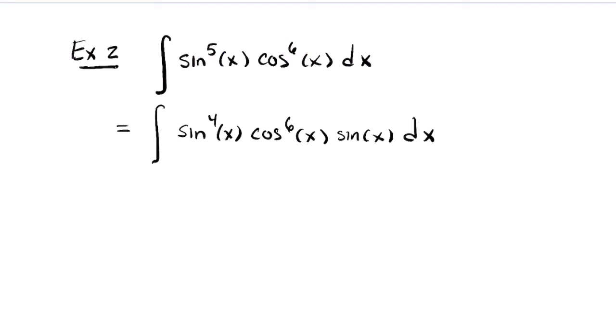So again, this exponent that remains on the sine is now even, right? You decrease an odd number by 1, you get an even number. So using our Pythagorean identity, that sine to the 4th, I'm going to write this as an explicit step. Since we're doing this for the first time, I can think of that as sine squared squared.